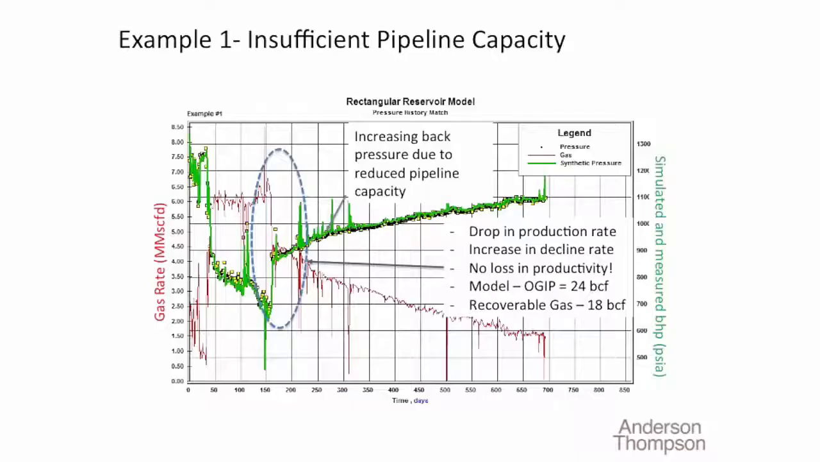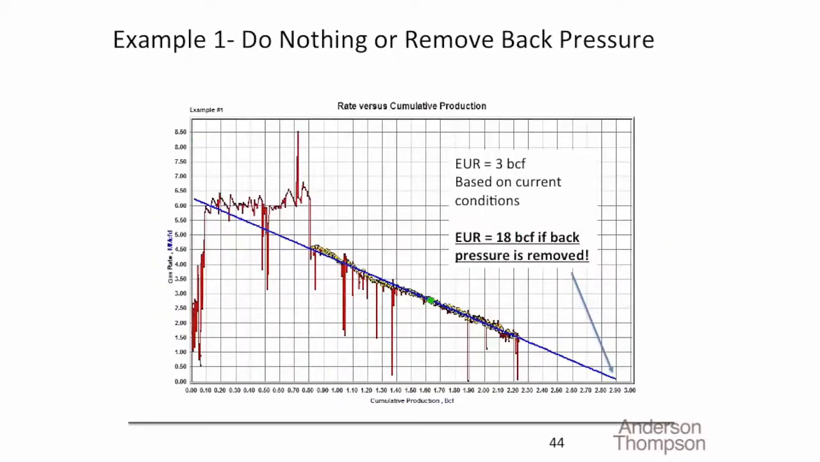The drop in production rate, I didn't show all the RTA plots that go with this, but we can use RTA to analyze this and find out that our original gas in place is actually 24 BCF. Our recoverable gas is 18 BCF. If we do a straight decline curve analysis on this, this well is only going to make 3 BCF under current conditions. So there's a huge potential uplift here to solving this problem, and it's a relatively easy problem to solve.